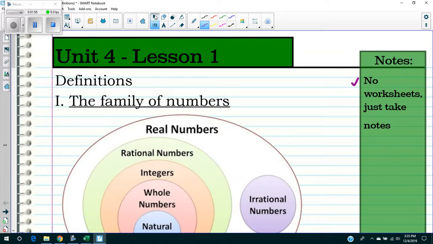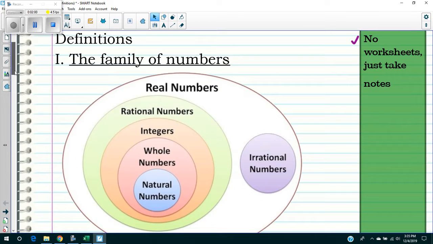All right, now, so Unit 4, Lesson 1. By the end of this unit, I'm really hoping that you guys understand where signed numbers stand in the family of numbers, and know some of the definitions. And then if I were to show you some situations, would you be able to decipher some of the words into numbers? Okay, so let's jump into it.